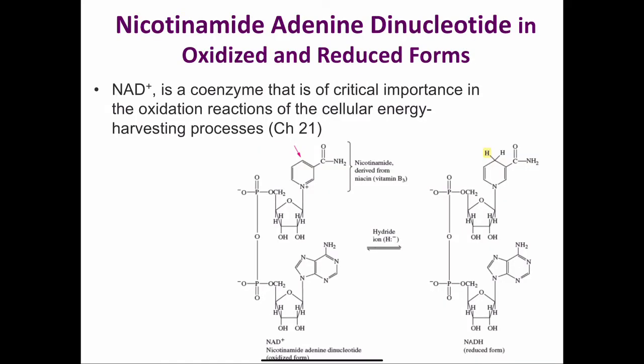NAD+ is a coenzyme that is of critical importance in the oxidation reactions of the cellular energy harvesting processes that we're going to see in Chapter 21. And the reduction occurs when NAD+ takes on a hydride ion, H-, to form NADH, which is the reduced form of NAD+, because you might remember that reduction in organic chemistry is the gain of hydrogens.